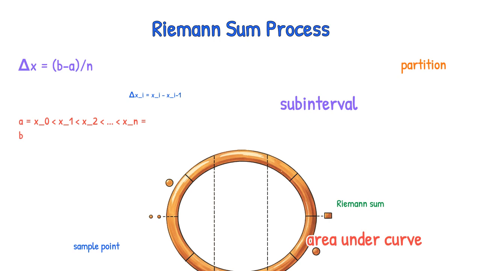Finally, form the sum of areas of rectangles built on each subinterval. The sum R sub n equals the sum from i equals 1 to n of f of x sub i star times delta x sub i. This sum, R sub n, is a Riemann sum. It represents the total area of the rectangles approximating the region under the curve.